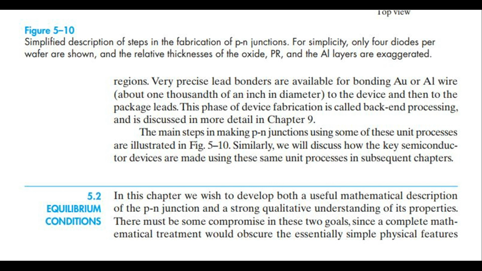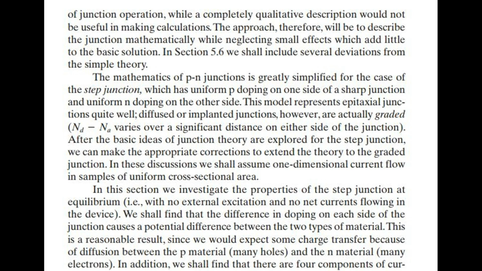In this chapter we wish to develop both a useful mathematical description of the p-n junction and a strong qualitative understanding of its properties. There must be some compromise in these two goals, since a complete mathematical treatment would obscure the essentially simple physical features of junction operation, while a completely qualitative description would not be useful in making calculations. The approach, therefore, will be to describe the junction mathematically while neglecting small effects which add little to the basic solution. In section 5.6 we shall include several deviations from the simple theory.